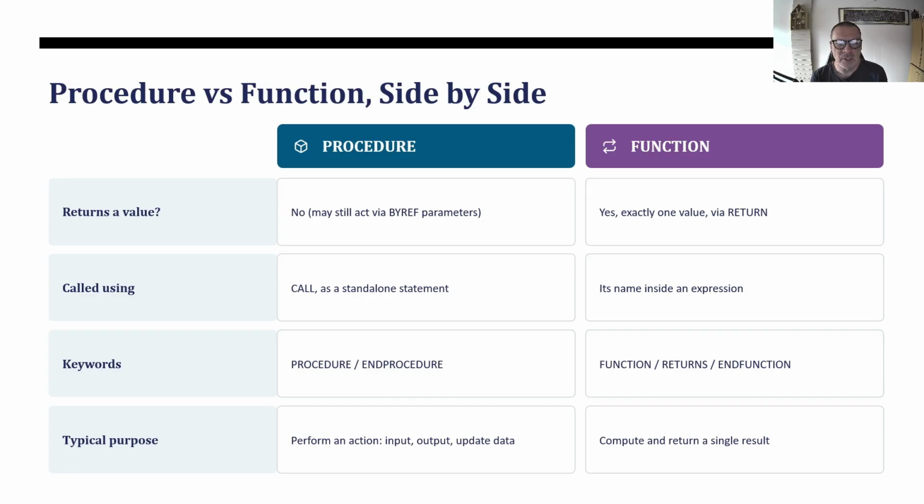Keywords for procedures are the beginning, which is procedure, and end procedure, which marks the end of the procedure block. Functions have function and end function to mark the beginning and the end of the block. They also have the word returns in the header to tell you what kind of data type you're going to get back, and the word return inside the function to actually return the value. Procedures are typically used to perform an action. Functions are used to compute and return a single value.